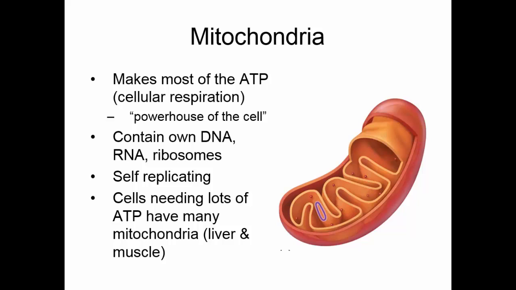Cells that need lots of ATP will have many, many mitochondria. Liver cells and muscle cells, for example, have more mitochondria than other cells.